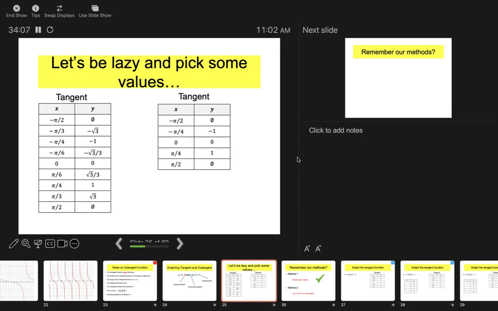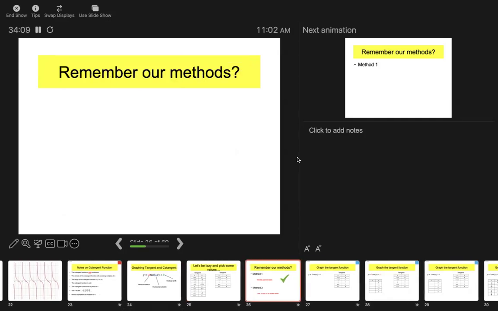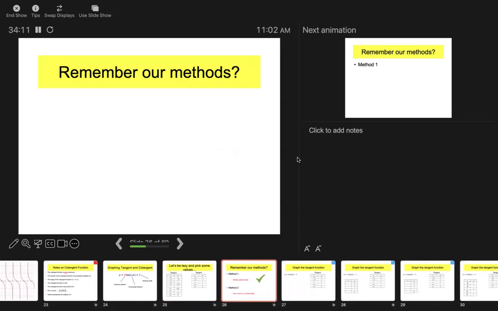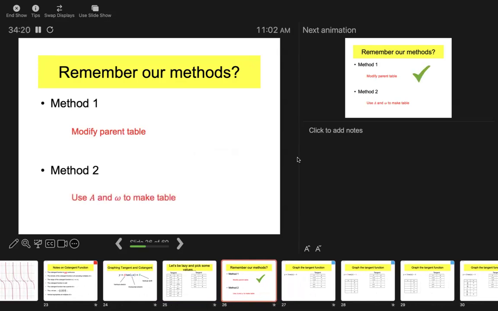All right, everybody's got it copied down? So that's tangent, right? Remember, we had 2 methods for graphing. Method number 1 was we use that table, right? And we modify it by the transformations. Method number 2 is we use alpha and omega. We use those 2 formulas.